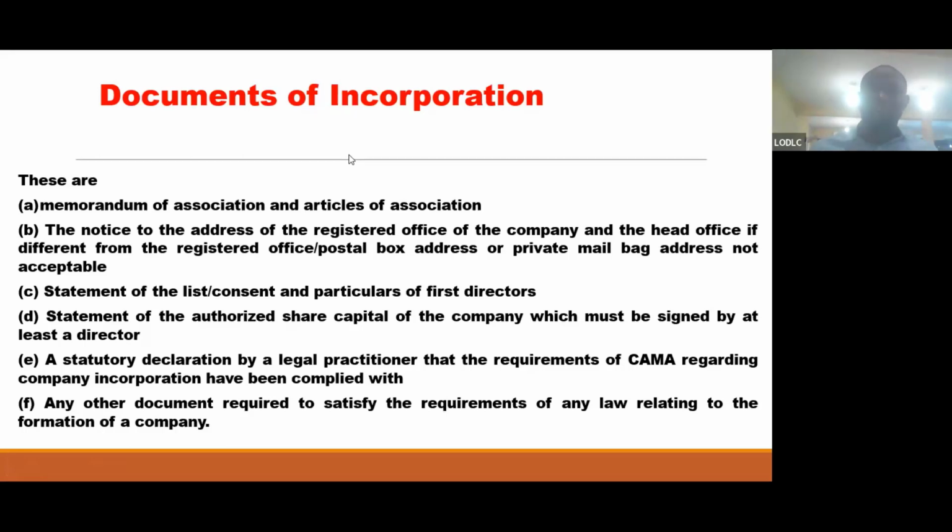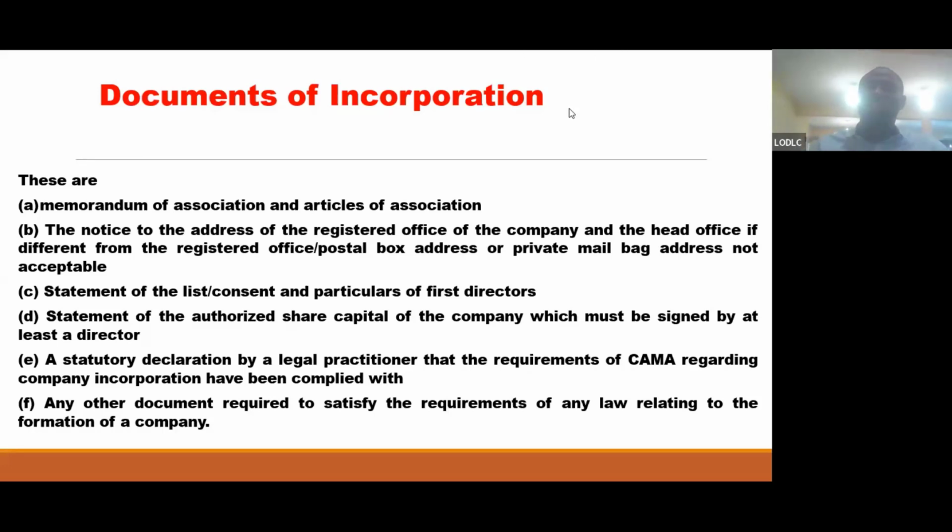The notice of the address of the registered office of the company, that is where you want to situate the company, different from a postal box address or private mailbox. Then the statement of the list or consent or particulars of first directors. So the first directors of that particular organization should be provided as well. Then the statement of the authorized share capital of the company.